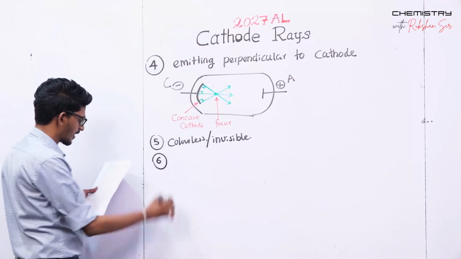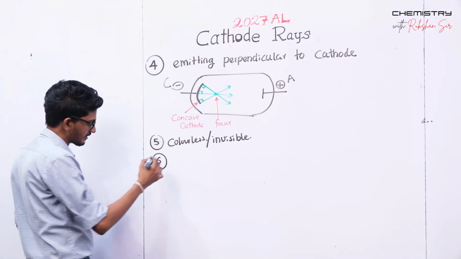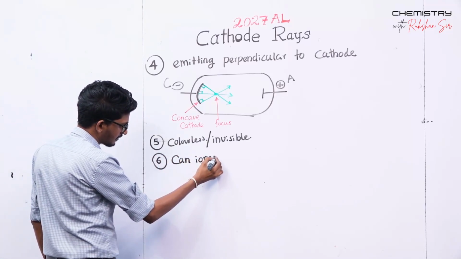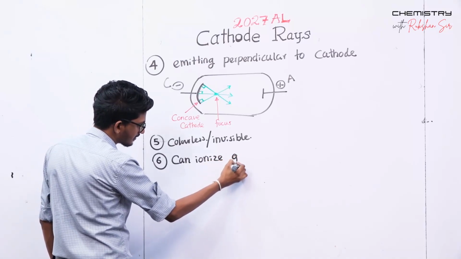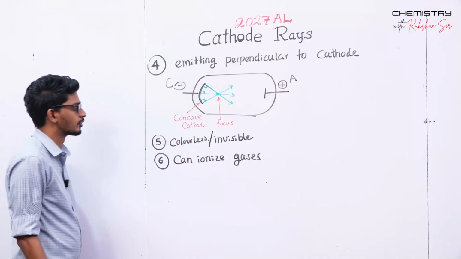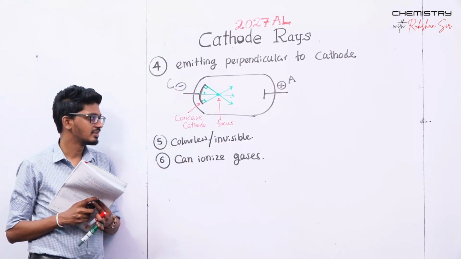Sixth property of cathode rays. See what they are saying. Cathode rays can ionize gases. These are some properties of cathode rays. Cathode rays can ionize gases. How come? The idea is very clear.